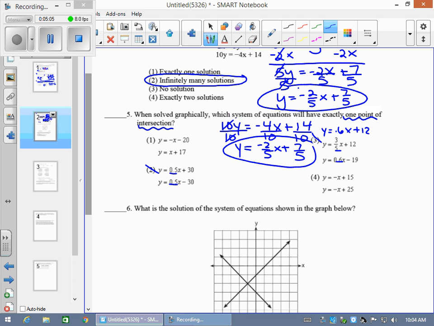Same with choice 4, they both have a slope of -1. They're parallel, they won't intersect. When I look at choice 1, these two slopes, one is -1, one is +1. That means at some point, those two lines will intersect at one point of intersection.